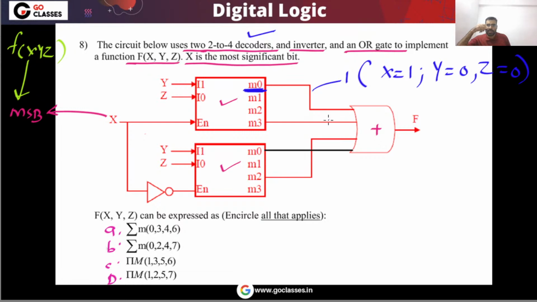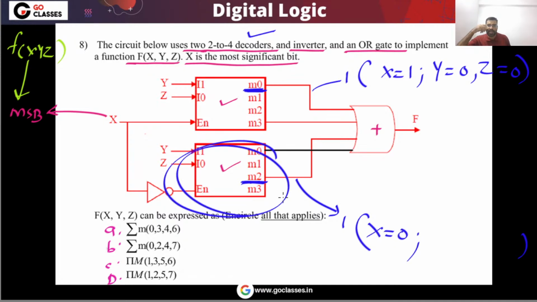Next, tell me when this last line will be 1. This line will be active when this decoder is active. Please understand, this is a decoder. So this line will be 1 when this decoder is active. This decoder will be active when x is 0. When x is 0, then this decoder will be active.